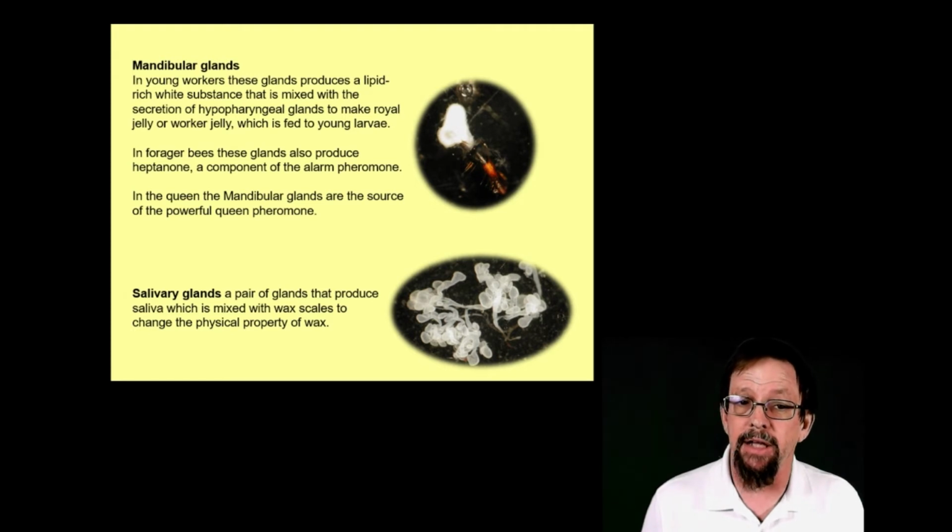The saliva glands are a pair that produce saliva, which is mixed with wax scales to change the physical properties of the wax so it allows it to be malleable.